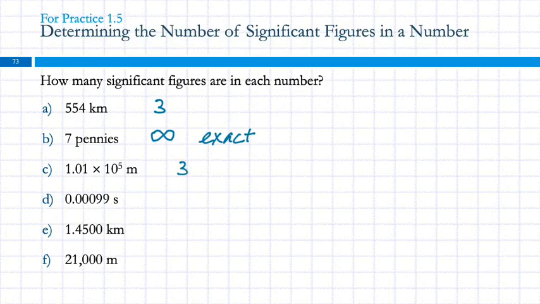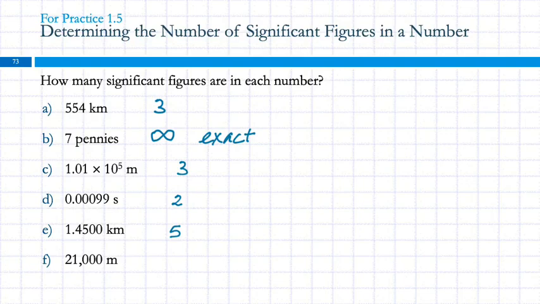0.00099 has 2 significant figures, because leading zeros don't count, they're holding a decimal place. 1.4500 kilometers has 5. We have trailing zeros here, but there's a written decimal point. It doesn't matter where the decimal point is in the number. A decimal point written down means any of the zeros at the end are going to be counted.